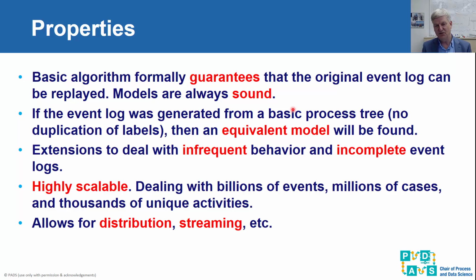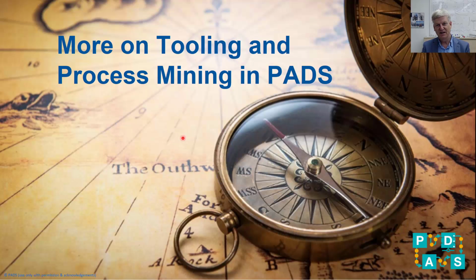That's typically not what you want in reality. You need to deal with infrequent behavior. Event logs may be extremely incomplete. So there are all kinds of extensions to deal with these more real-world behaviors. There are also variants which are super scalable, which only learn the directly follows graph once. Compare this to the FP-growth algorithm. You just do a single pass through the data, and based on that you can construct these process models. You can also distribute this. You can make streaming variants of this algorithm, etc.